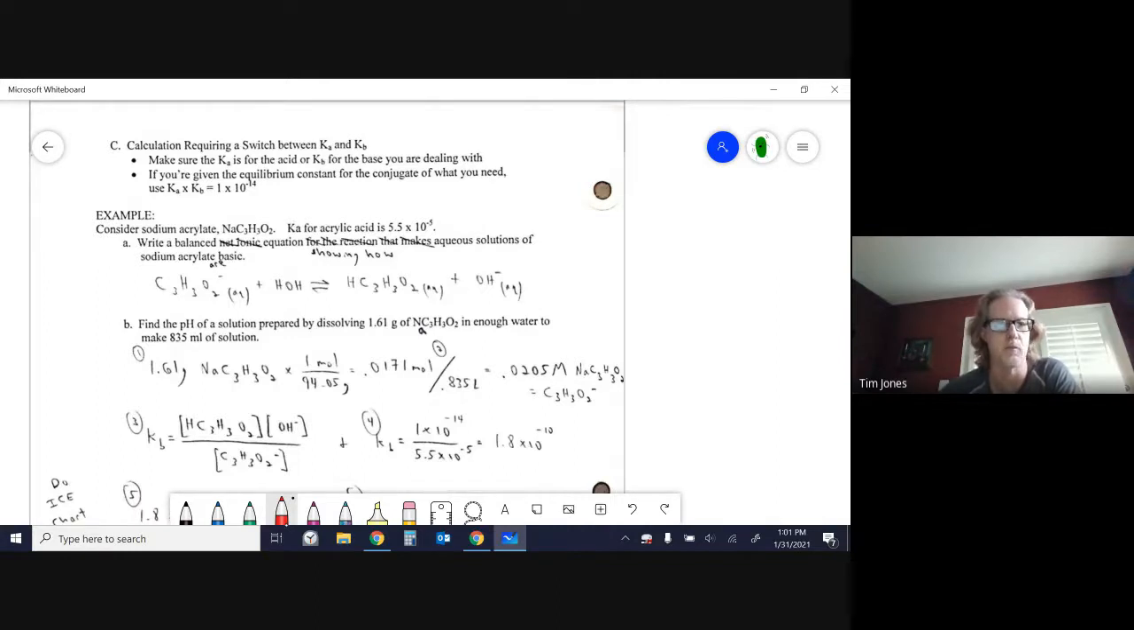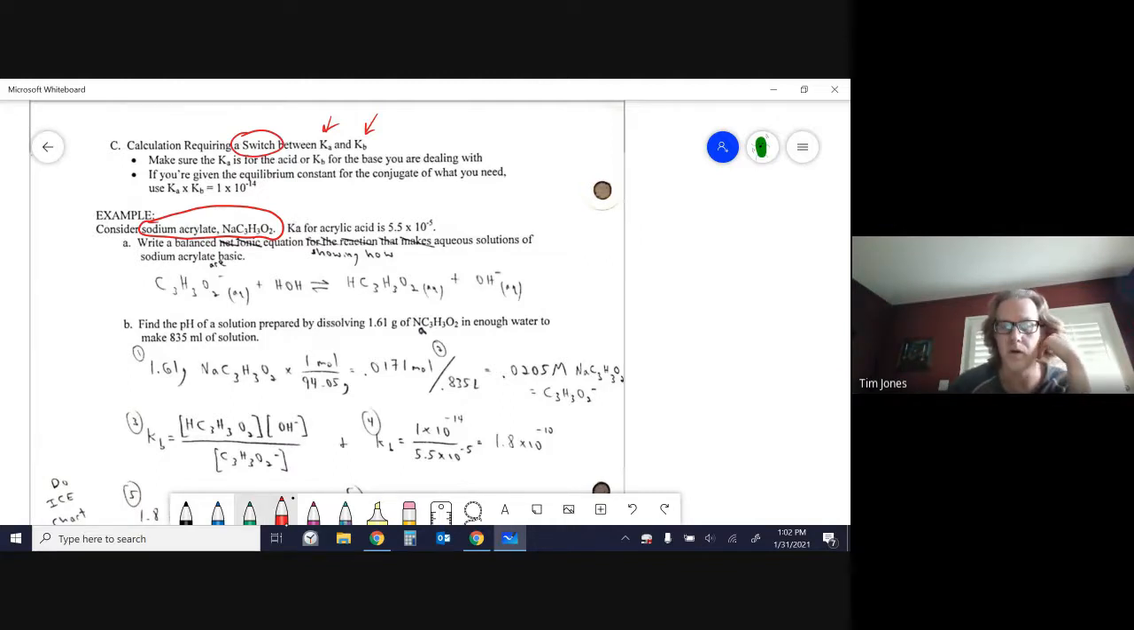Let's say you have to switch between Ka and Kb. In other words, you're given the wrong one. The first thing is you have to realize that you need to make the switch. Then you have to know how to do it. So let's take something weird. Sodium acrylate. Okay, whatever. There it is. And then they give the Ka for acrylic acid.